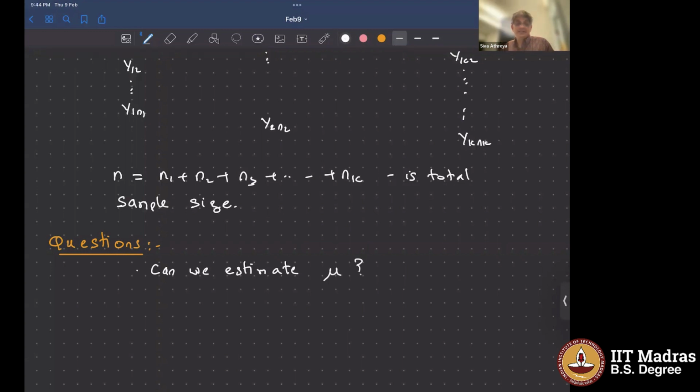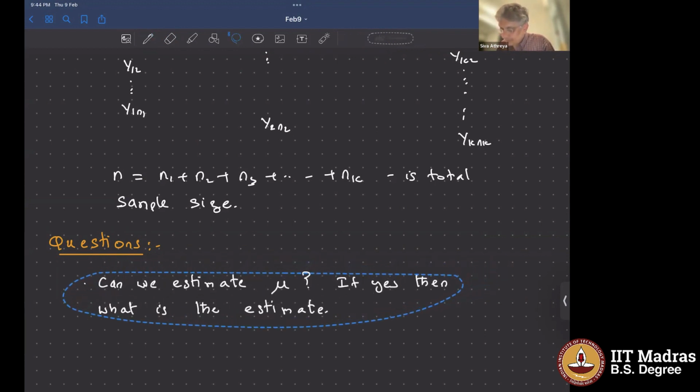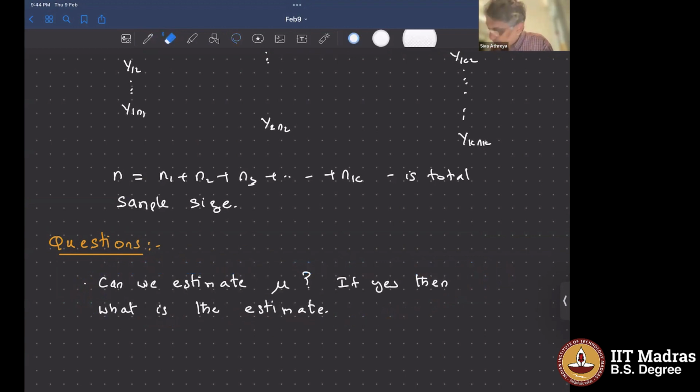So from the yij's, right? And if yes, what is the estimate? So if yes, what is the estimate? Then what is the estimate? Let's say, estimate of mu.